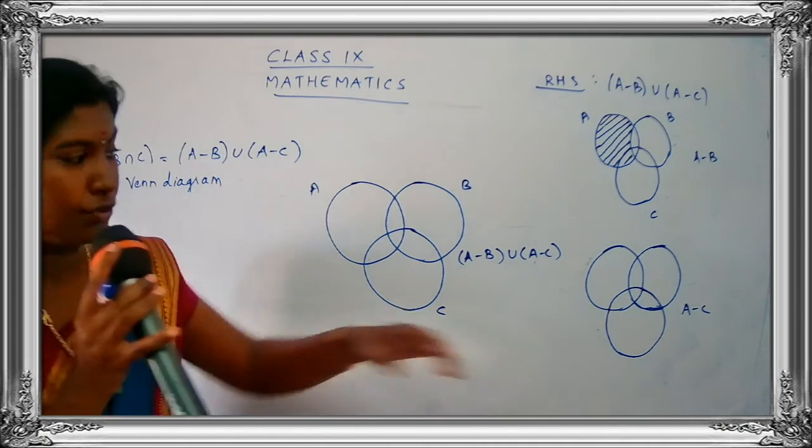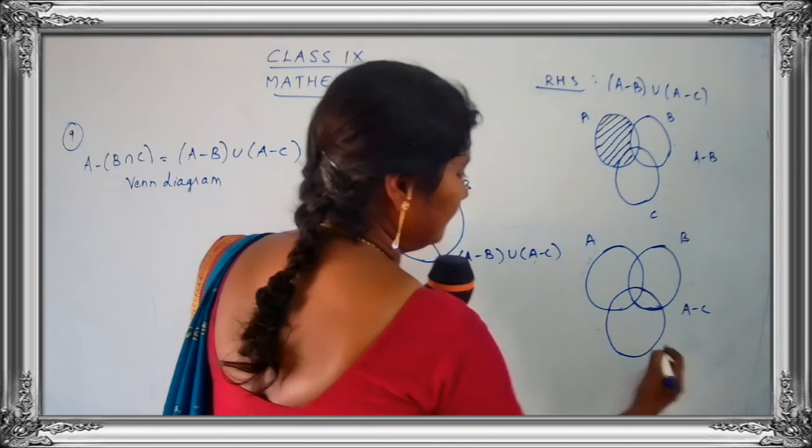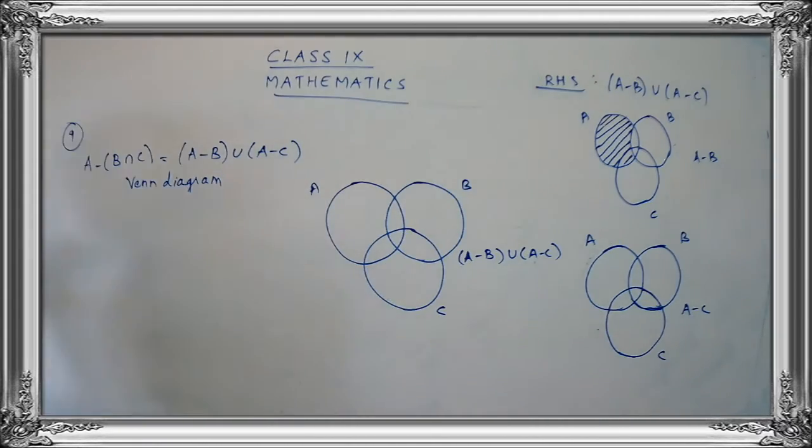So now your work is to complete A minus C. Come on. Shade A minus C. Try for A minus C. A minus C means you want A but you don't want C. So just take the set A and C and accordingly you shade it.